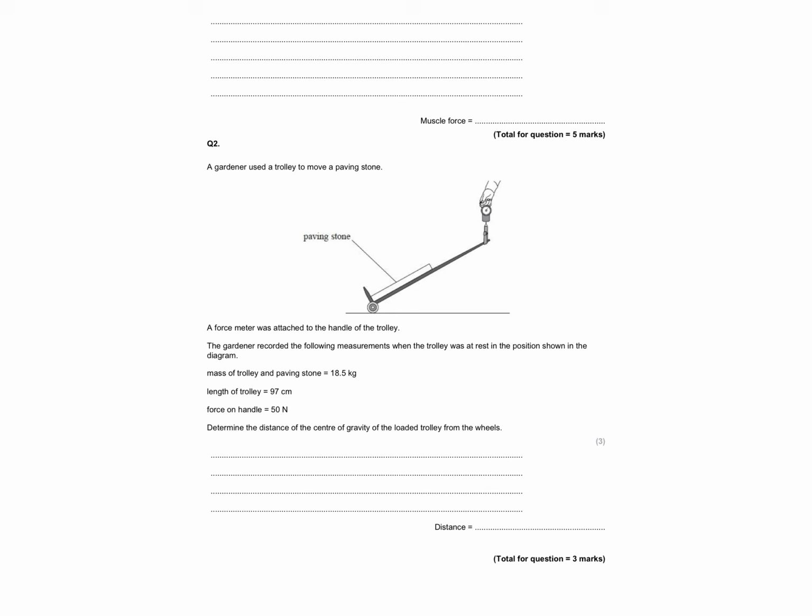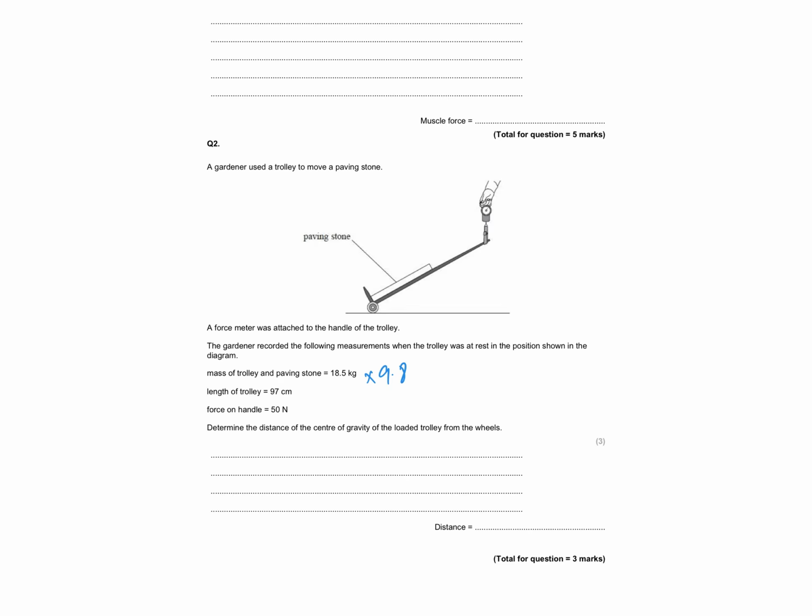For this next one, there's a couple of ways of approaching it, but I'll go through one of the ways, and it's just a case of writing on some key information first, using sine, cos, or tan, applying that to moments, and then finding the unknown. If we read the question, we know the mass of the trolley and paving stone is 18.5 kilograms. Well, the first thing to do is we need that in terms of force.